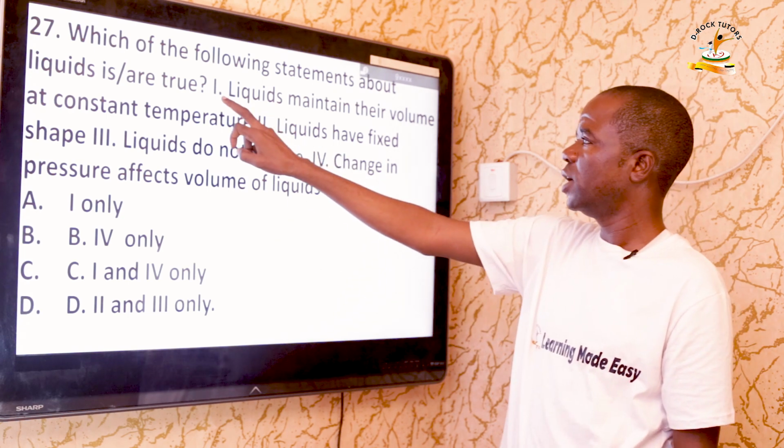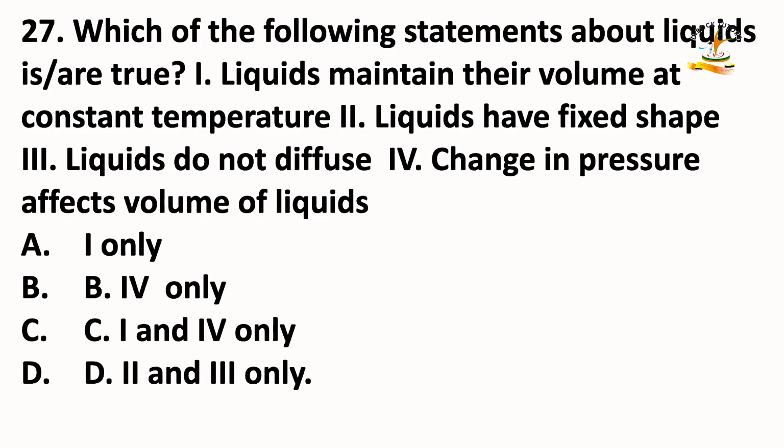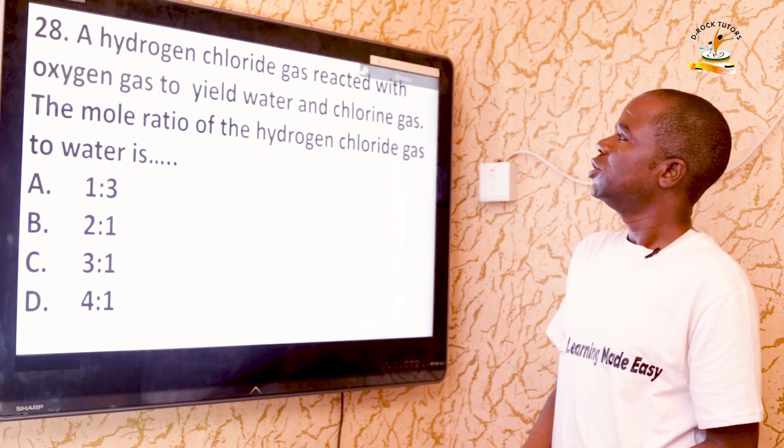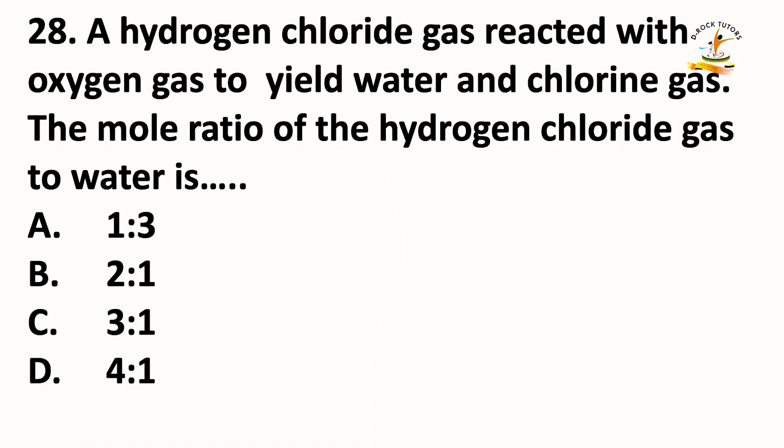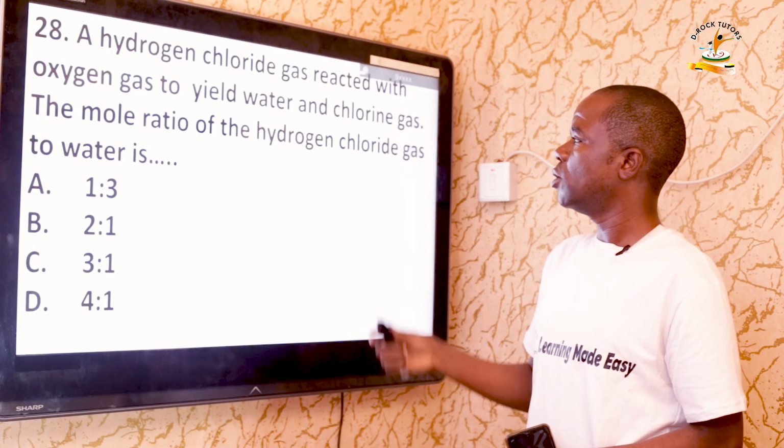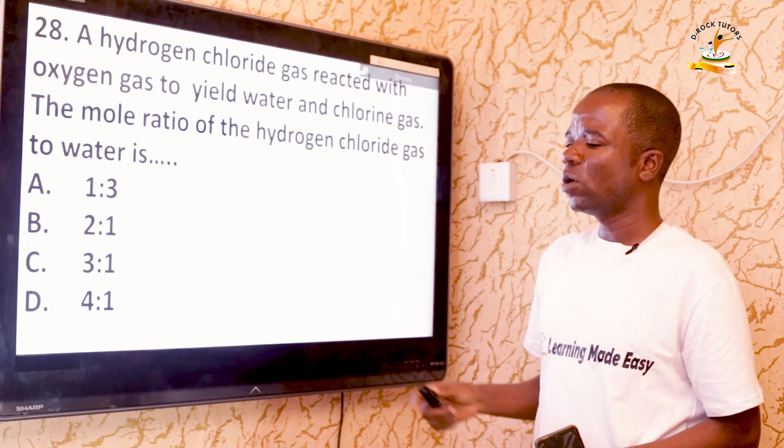So the only correct statement here is from figure 1, which is option A. So the correct option is option A. Number 28 now. Hydrogen chloride gas reacted with oxygen gas to yield water and chlorine gas. The mole ratio of the hydrogen chloride gas to water is that.